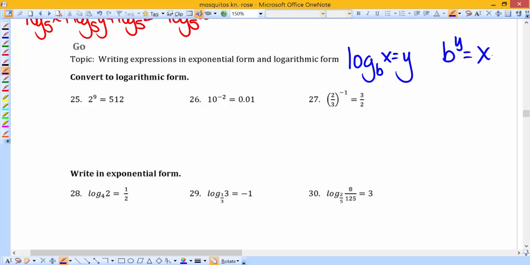So all of these ones are, and now it's not telling you, but they're in exponential. You have to rewrite it as a log. And then 28 through 30, you're writing in exponential. So you're just rewriting them. You're not doing anything else. This is just to review. Do we remember how to go back and forth?